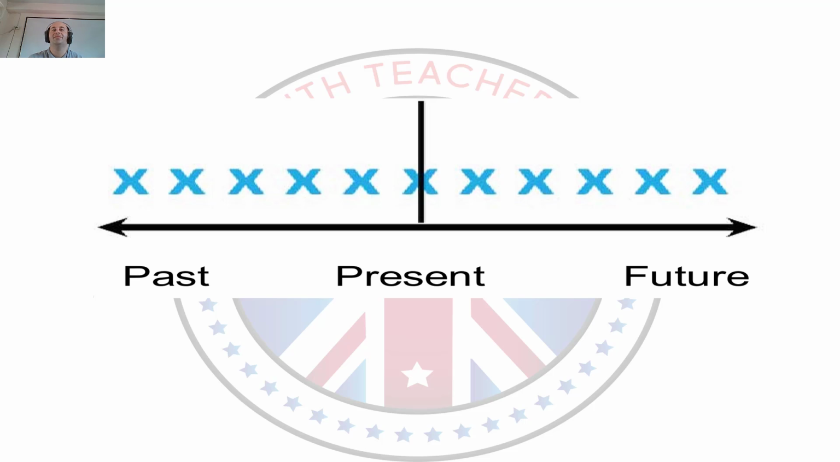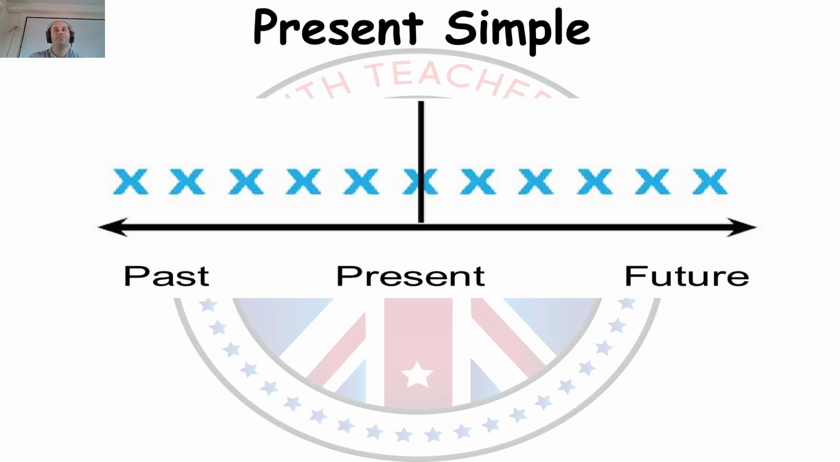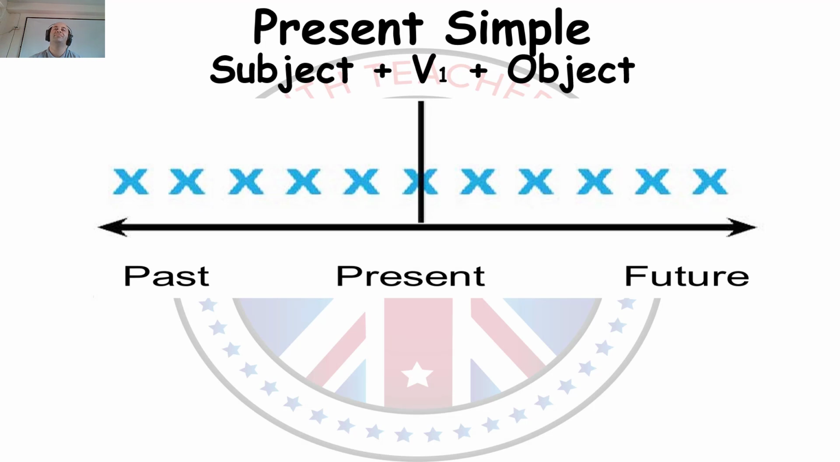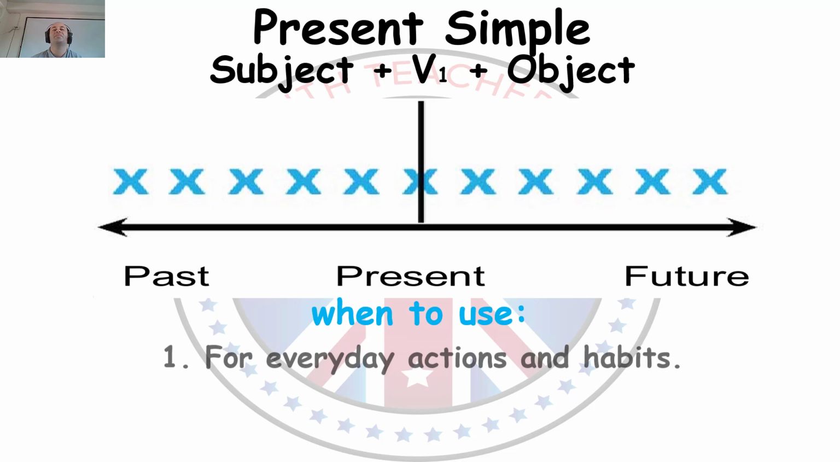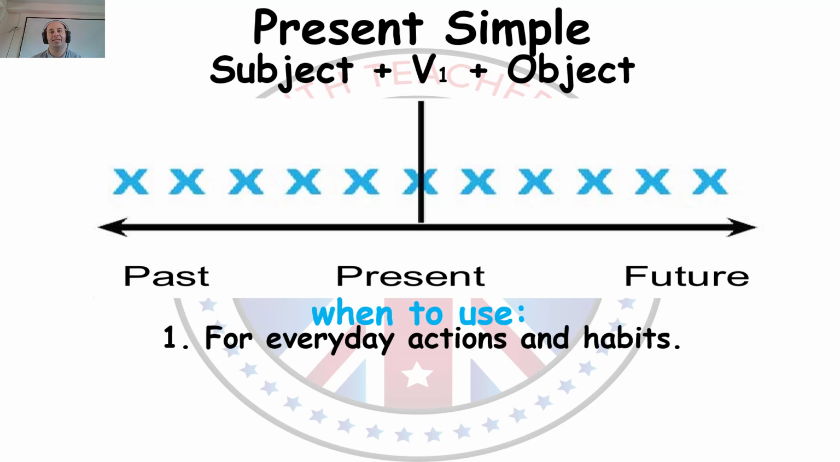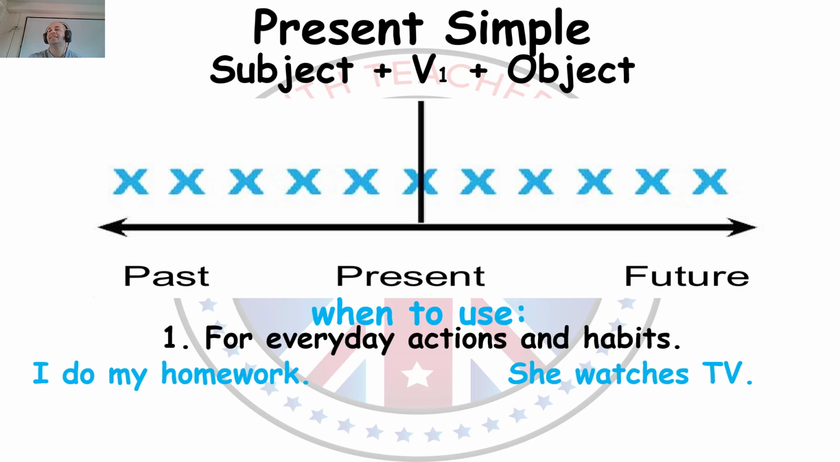Nice and easy. Simple tense has a timeline like this. And present simple. So basically, subject, verb 1, object. He goes to the shop. Something like that. And when we use it. So we use it for everyday actions and habits. Things you do every day. I go to school, I brush my teeth, I do my homework, she watches TV. Just nice and simple. I do it every day.